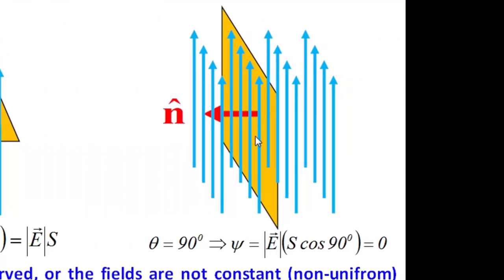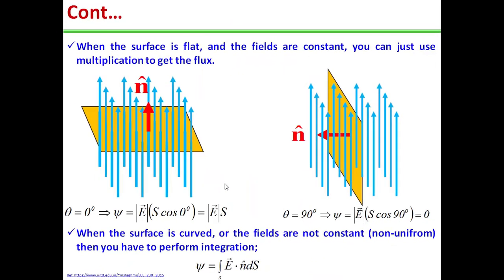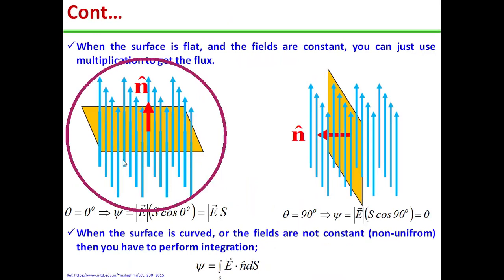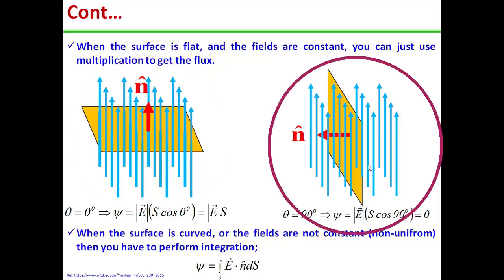But in the second case, the surface is parallel to the electric field. That means no electric field lines are passing through the surface. In that case, theta will be 90. So flux psi can be written as E S cos 90. Cos 90 will be 0. So we will get 0 flux. So in the first case, to find the amount of electric field passing through the surface, just simply multiply the electric field with the given surface, and we will get the flux. But in the second case, no electric field lines are passing through the surface, so we will not get any flux. That means flux will be 0.